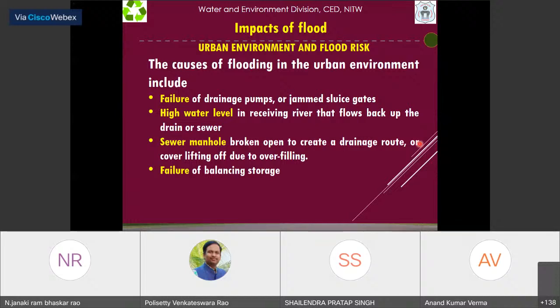And sometimes, just to save the people, the municipality also opens sewer manholes. That means they open the sewers for taking the flood water that is runoff. And even if some planners have balancing storage, either the connection will be a problem, or the approach channel for the balancing storage may not be properly maintained. So that may also lead to failure of this balancing storage.